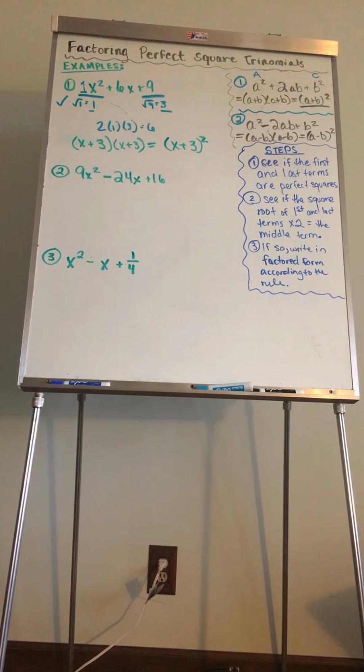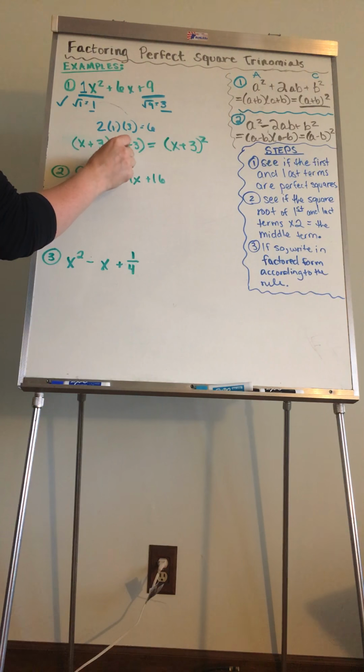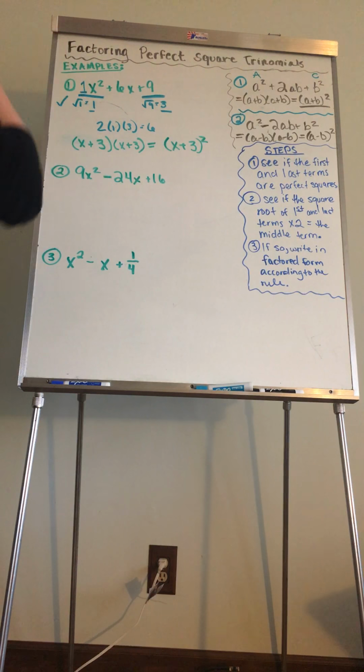So, and again, if I were to multiply this to get this, I would have x times x is x squared. The outside x times 3 is 3x. Inside 3x, 3x plus 3x is 6x, and then 3 times 3 is 9, okay?